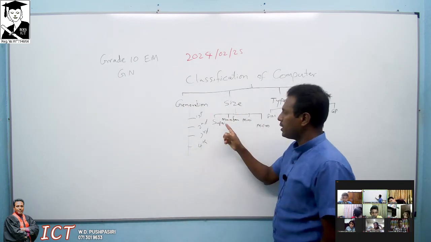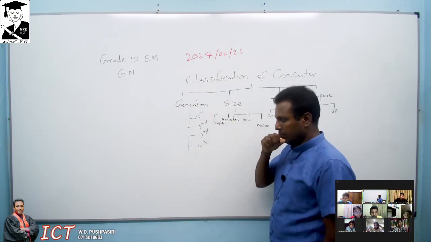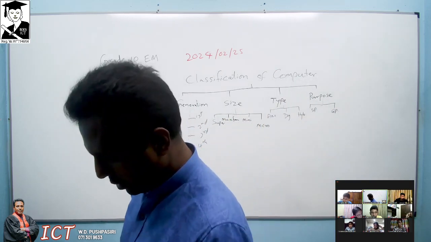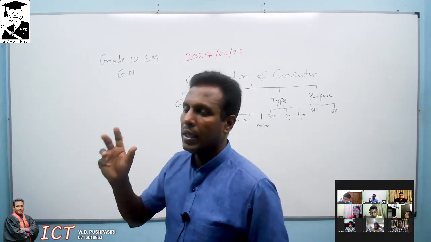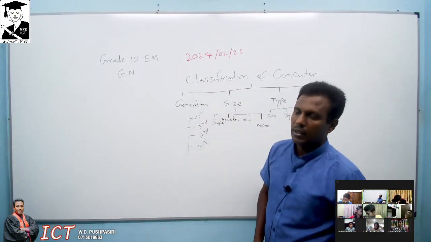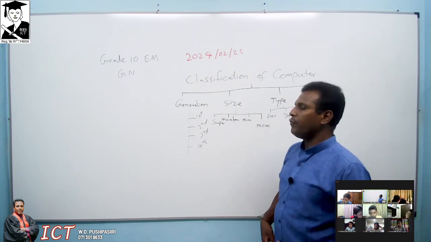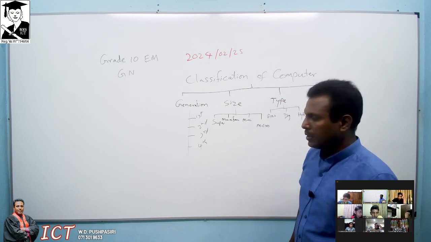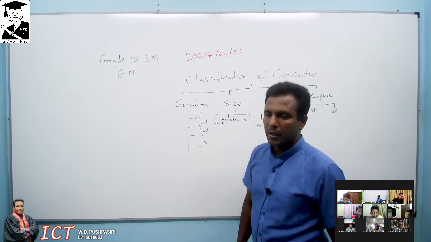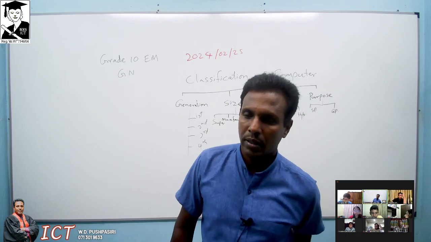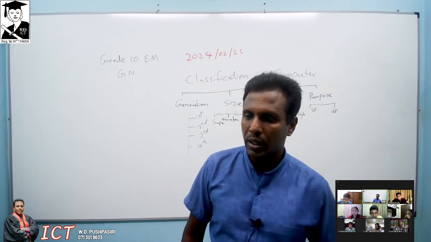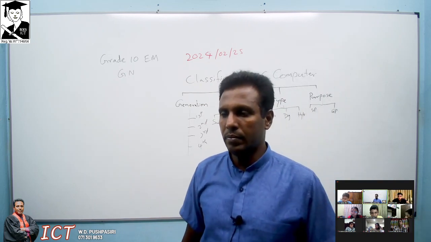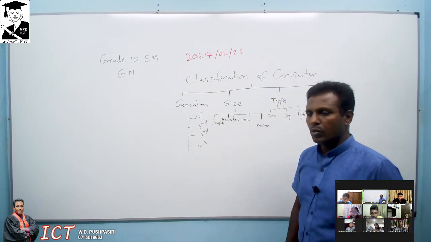Next, the size has four parts. One is super computer. Next one, mainframe computer. Next one, mini frame computer. The other one, microcomputer.